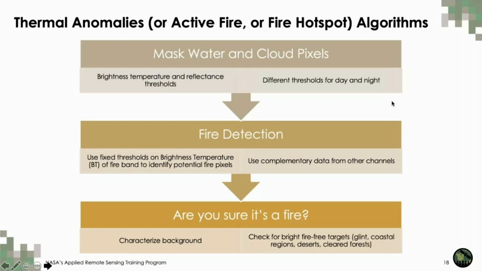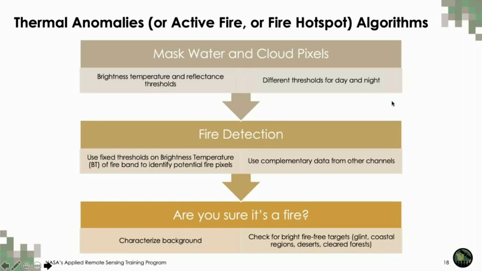So the first thing we do is mask the water and mask the cloud pixels. If there is water or a cloud, then we say, okay, this is a cloud or water, and we will not be able to detect any fire in those cases. This is done using thresholds on brightness temperature or reflectance. And these thresholds vary between daytime and nighttime. Okay, so that is the first task.